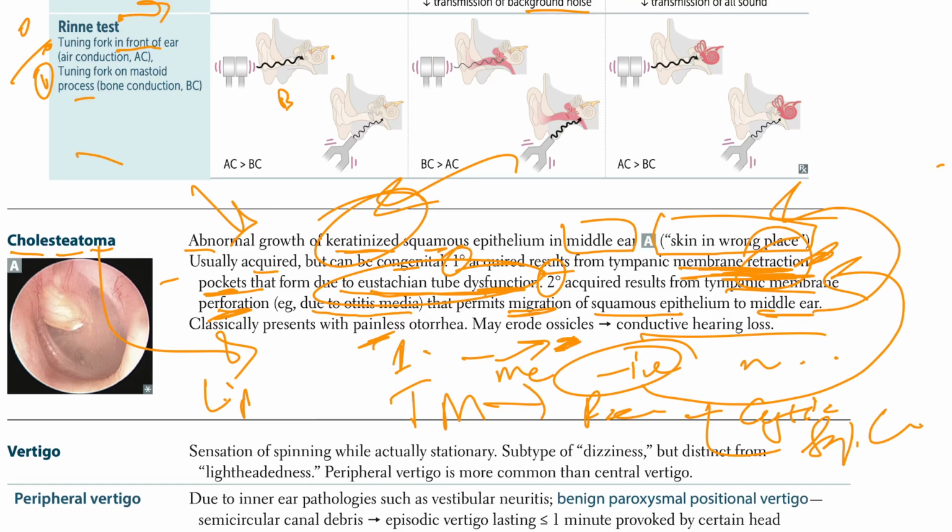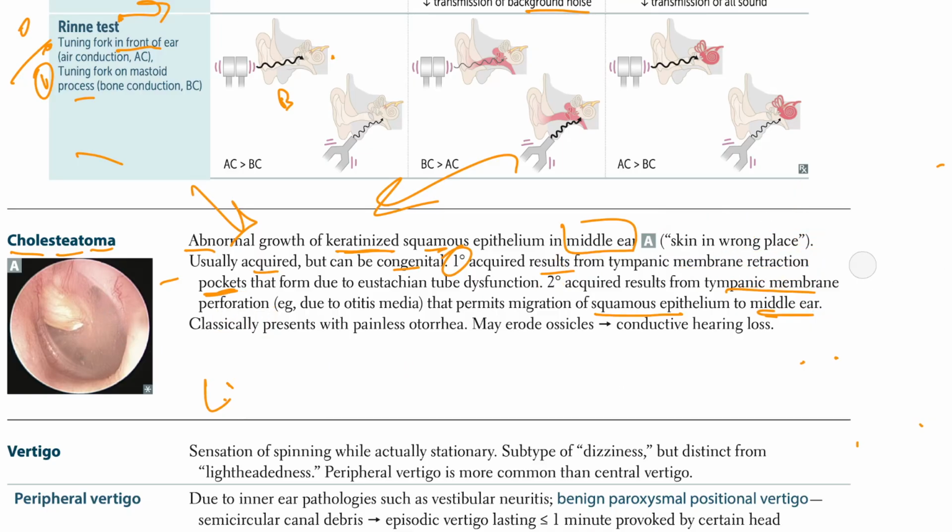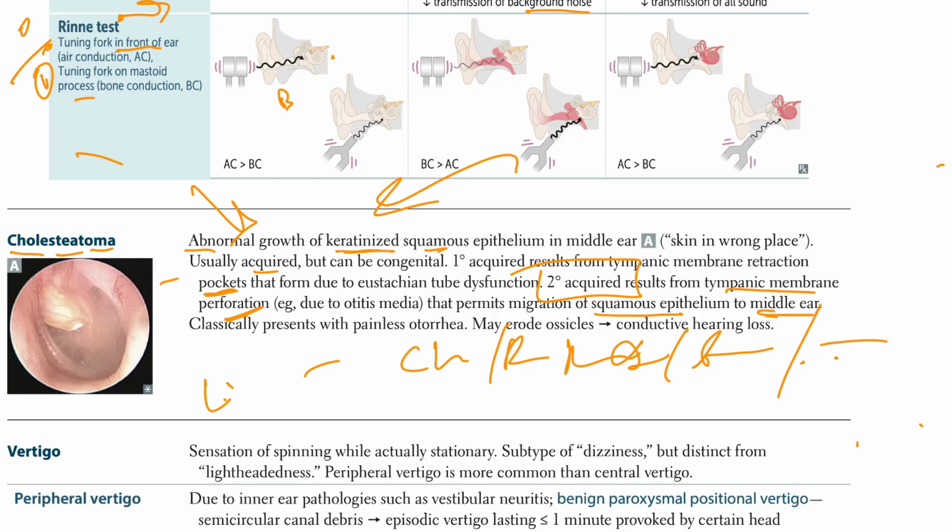Secondary acquired lesion is due to, again, chronic repeated infections. All they're talking about here is perforation, but other than this, secondary acquired can also be due to chronic repeated infections, or surgery, or trauma. Trauma and repeated infections.